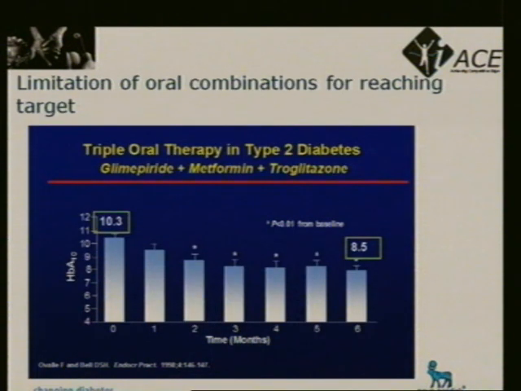So over a period of time, as the natural history of the disease progresses, oral antidiabetic agents would tend to fail. This slide here demonstrates the limitation of oral combinations for reaching target. It can be seen that with triple oral antidiabetic therapy in type 2 diabetes, the use of glimepiride, metformin and troglitazone, the HbA1c over a period of time comes down only from 10.3% to roughly 8.5%, still way above the target propagated by the American Diabetes Association.